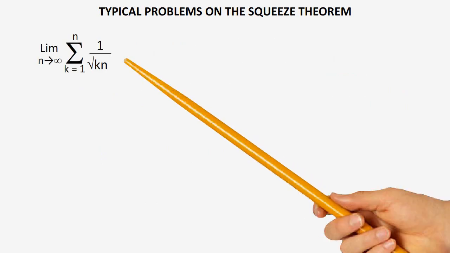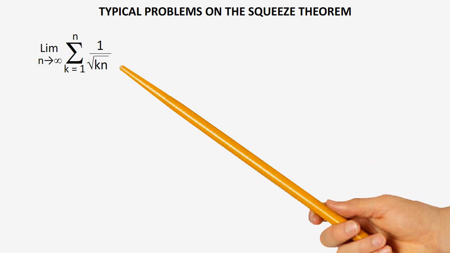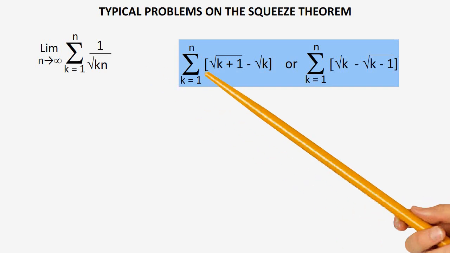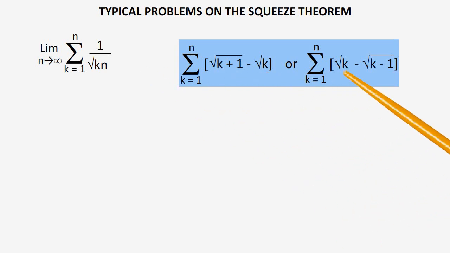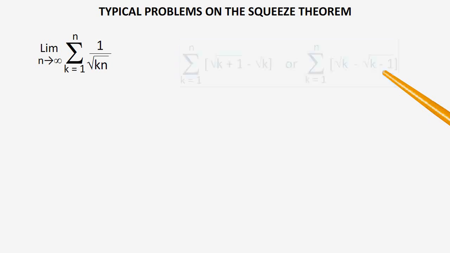Now coming to the second problem. We have to find the limit of the sum of this infinite series. We are actually not familiar with this type of series. Whenever we get this type of series, we will have to find a way to express the series in the form of a difference of two consecutive terms, like say root over k plus 1 minus root over k, or say root over k minus root over k minus 1. If we can do this, then the sum of the series can easily be calculated.